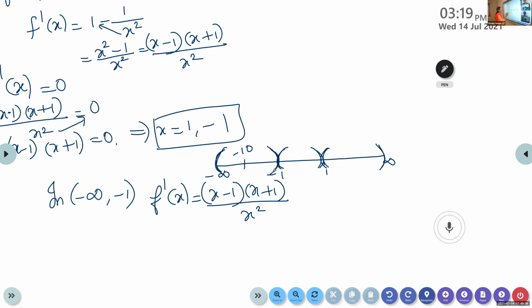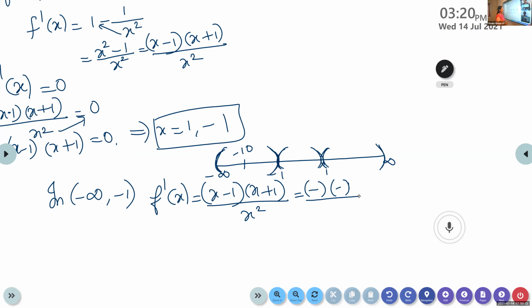What will you get if I put negative 10? Will it be positive or negative? What about the first factor, Srihari? When you put x as negative 10, will it be positive or negative? Negative. Minus 10 minus 1, so it will be negative. What about the second factor, x plus 1, Shivani? When x value is minus 10. Minus 9. So that means it is again negative.